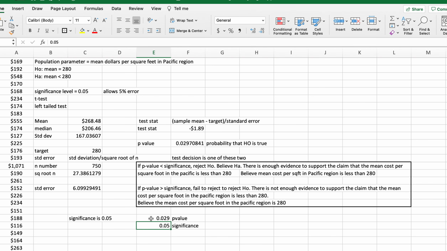Let's look at these two things. Okay, look at the decimal. They both have a 0. Okay, so look at the next number. Look at the second digit. This digit is a 0.02. This is 0.05. Okay, so they both have zeros for the first digit. 2 is less than 5. So what does that mean for my sample? The p-value is less than the significance.